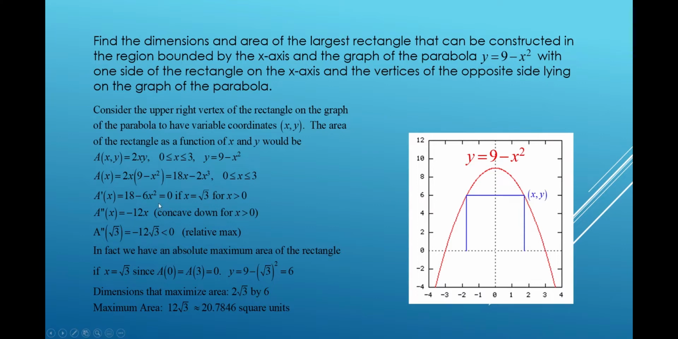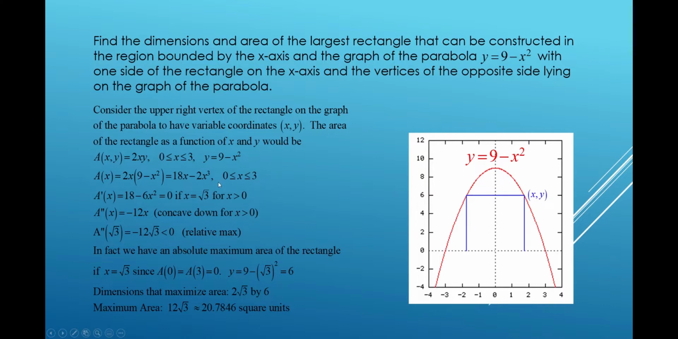So the area, in terms of x and y, is one dimension 2x times the other dimension y, and since y equals 9 minus x squared, and the x value here is the positive value for x between 0 and 3 corresponding to this point, 2x times y being 9 minus x squared gives us this area of the rectangle as a function of x, for x between 0 and 3.